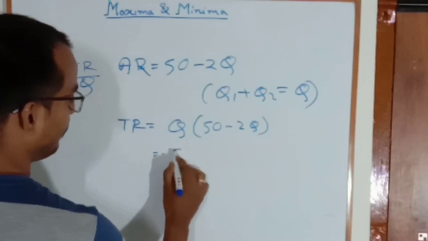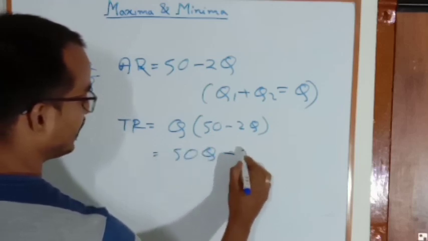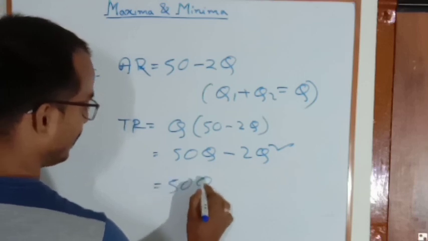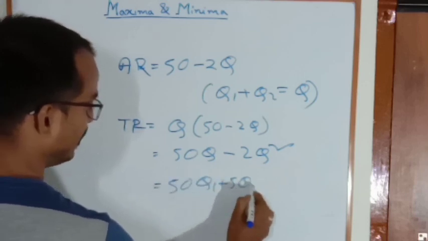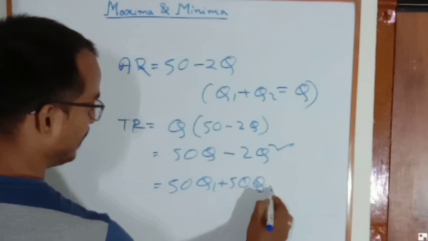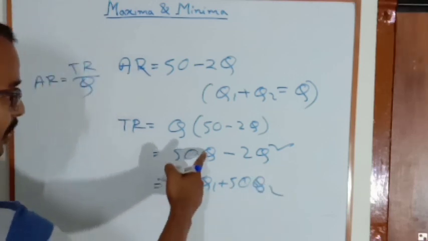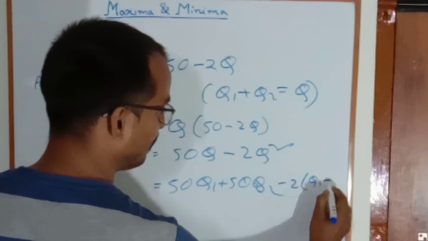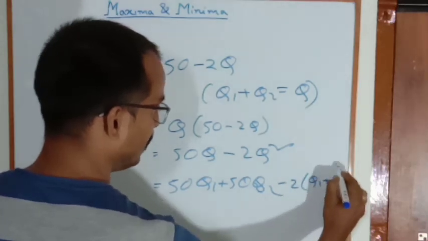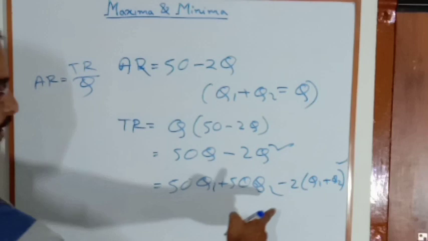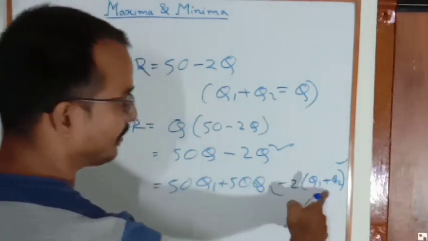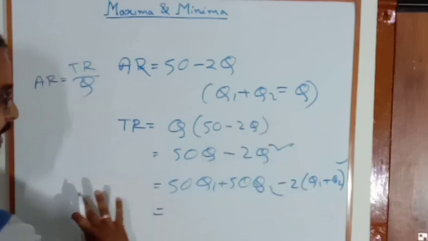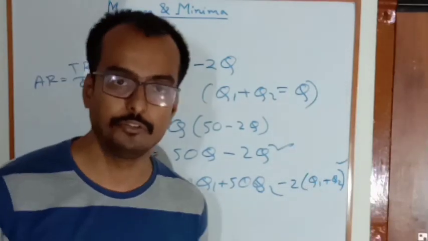Now this will be 50Q minus 2Q square. This will be 50Q1 plus 50Q2, because Q is equal to Q1 plus Q2, minus 2 into Q1 plus Q2 whole square. You have to use the formula of A plus B whole square in the next line. So you will get a long total revenue function.